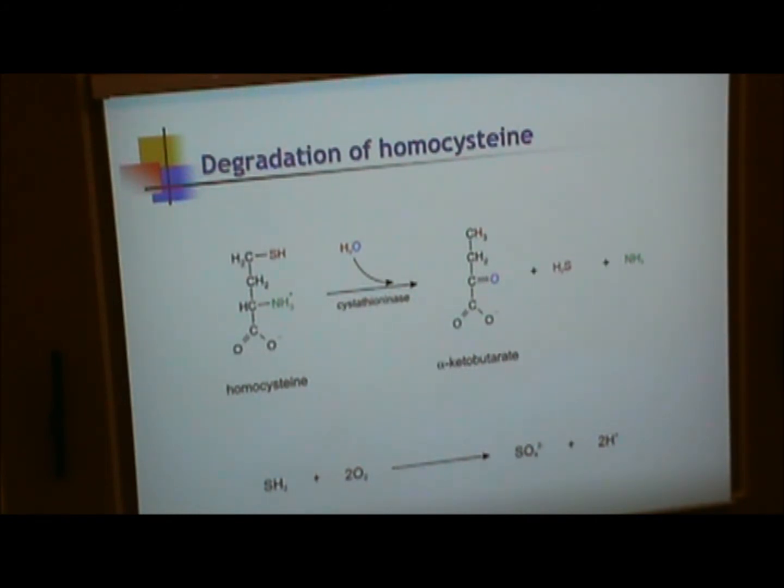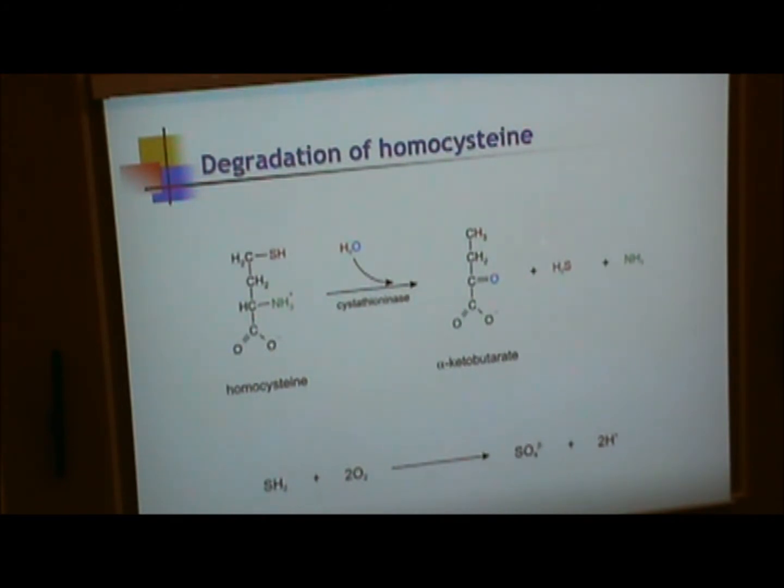The name of the enzyme is wrong. This is homocysteinase. So under the action of homocysteinase, the homocysteine is converted into alpha-ketobutyrate, hydrosulfide is released, and the amino group is released in the form of ammonia.